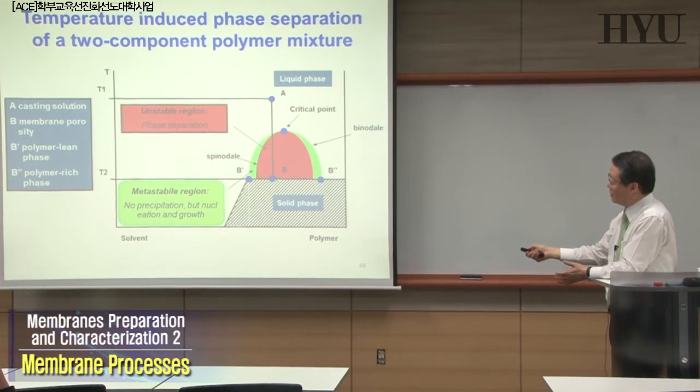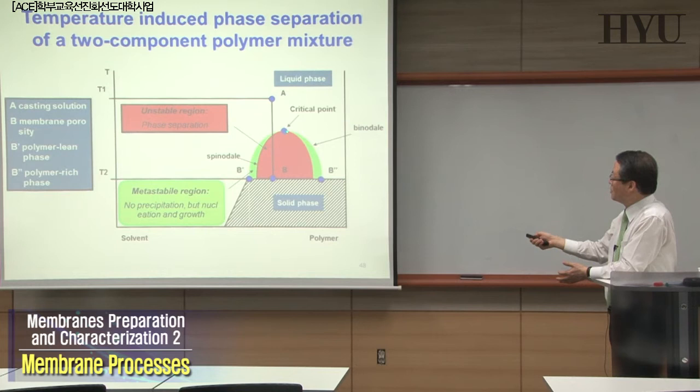If you remove the solvent, then it becomes B prime. If you remove the polymer, then it becomes B prime and becomes a porous structure. If you move to B double prime, it will become the polymer rich phase, which is the skin layer or something. So along this line, at a given temperature T2, starting from T1, you make a membrane with porosity or skin layer.